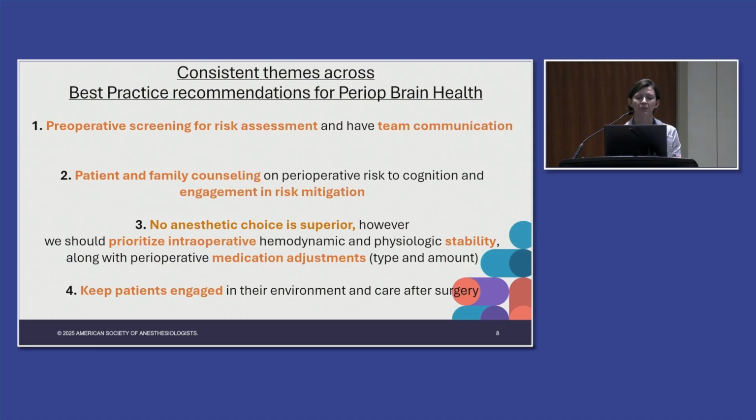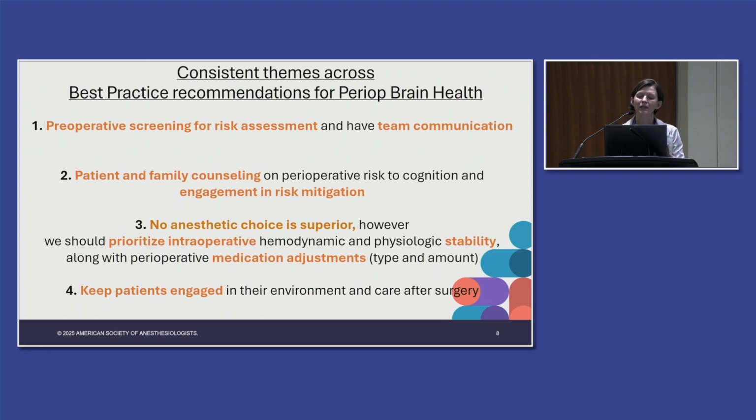Another theme is that the patient and the family need to be counseled on their risk. So when they have pre-existing cognitive deficits or frailty at baseline, like I said, they have a very significantly increased risk for other problems after surgery, and that really should be part of the conversation and part of what we try to mitigate if possible.